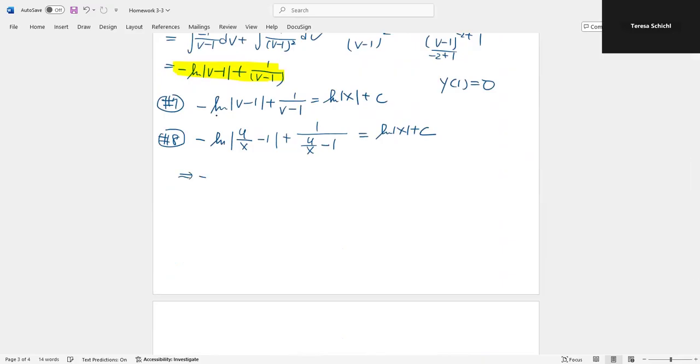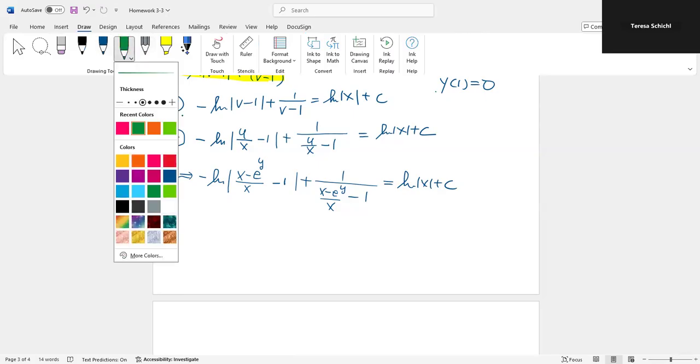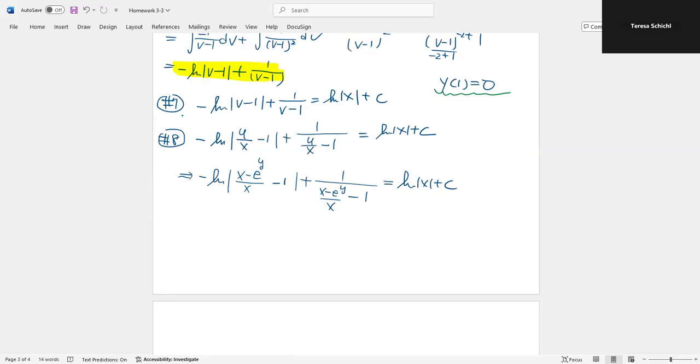So finally, I can say it's negative ln of |x minus e^y over x minus 1| plus 1 over x minus e^y over x minus 1, equal to the natural log of x plus c. Now I will plug in my initial condition y(1) equals 0. So x equals 1, and this one is 0. Then this is 1 minus 0 over 1, and minus 1.